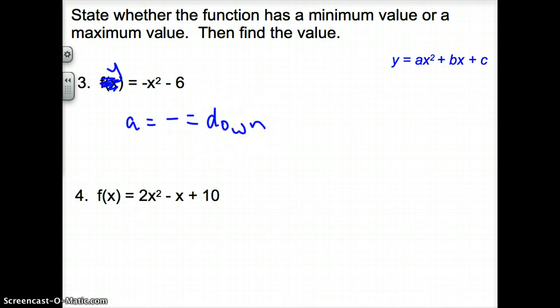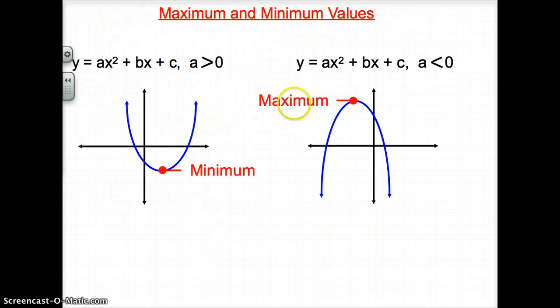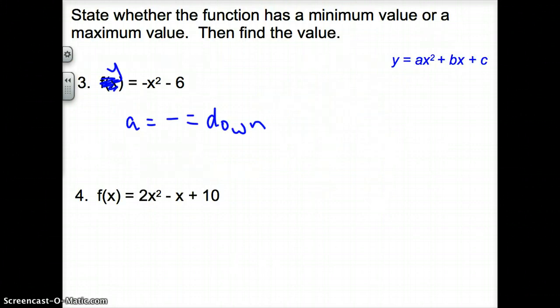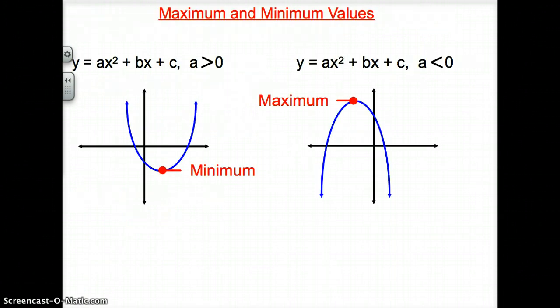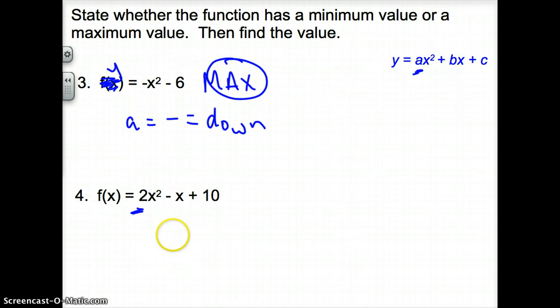So if I know that it opens down, looking at the last slide again, if it opens down, we have a maximum. So here we have a maximum. I'm not going to spell it out for you. It's maximum. And then finally, we have a positive 2 for a. Here's our a. We have a positive 2. So going back to the last slide, if we have a positive number, we're going to have a minimum. So therefore, for number 4, we're going to have a min for my last one.